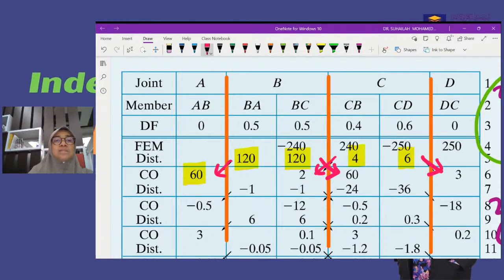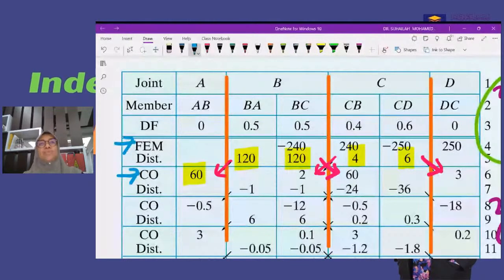So at this level, the first value is actually the fixed end moment, and the fixed end moment is the first member end moment in the table. And then we have to distribute the moment. We find the total moment at the joint and distribute it. Then we multiply with the carryover factor, 0.5, so we get like this.